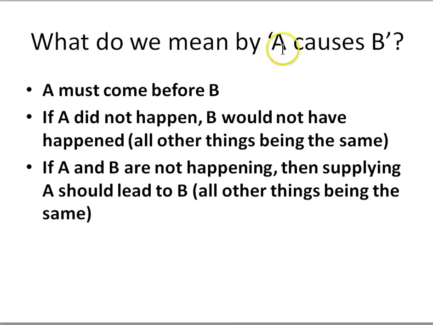So if A causes B, if A doesn't happen, then B shouldn't happen. Now, it's true, there might be other things that can also cause B, but we're focusing on this relationship between A and B, not other things that might cause B. So if A did not happen, B would not happen. And finally, the third point: if A and B are not currently happening, and then we supply A, we supply the cause, then we should get the effect B, all other things being the same. So this is going to be our definition of what it means to say that A causes B. And as we'll see coming up, these three points will help us design experiments to test hypotheses.